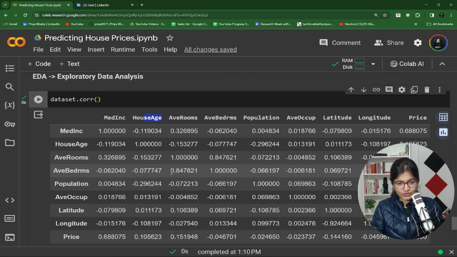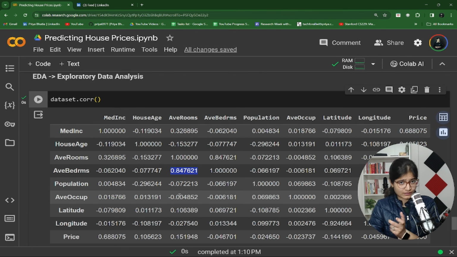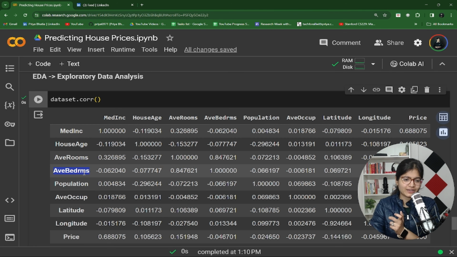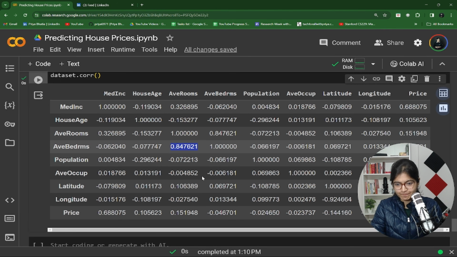Maybe average bedrooms and average rooms have a high correlation coefficient. It's 0.84. Usually 0.85 plus is considered high, but it depends on the dataset. You can try removing one variable, maybe average bedrooms, and see whether performance is impacted or not. But yeah, this number I can see here. Apart from this, can I see any big number?